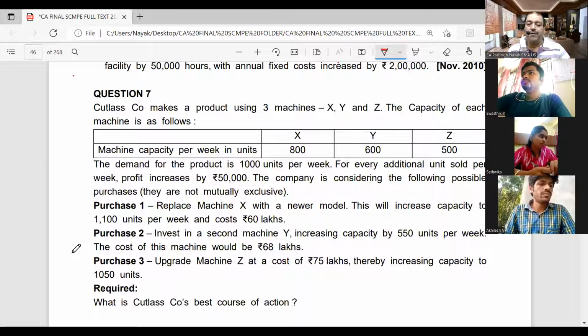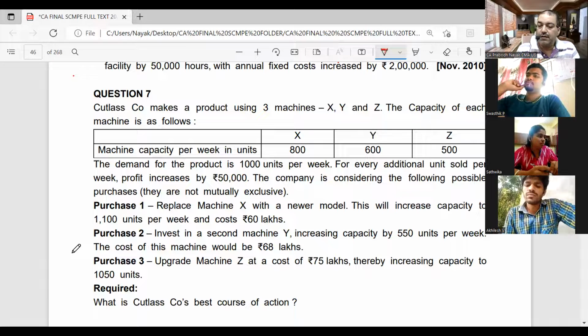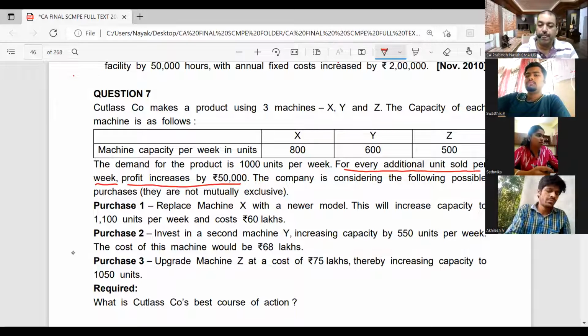Cutlass company makes a product using 3 machines X, Y, and Z. The capacity of each machine is as follows. They have given for X, Y, and Z capacity per week in units, 800, 600, and 500 units. The demand for the product is 1000 units per week. For every additional unit sold per week, profit increases by 50,000 rupees. So you can underline that. Every additional unit sold per week, the profit increases by 50,000.